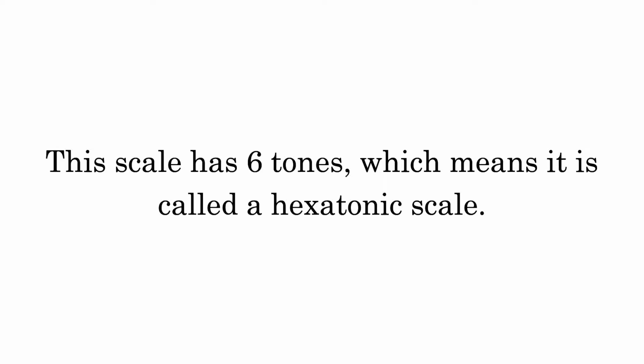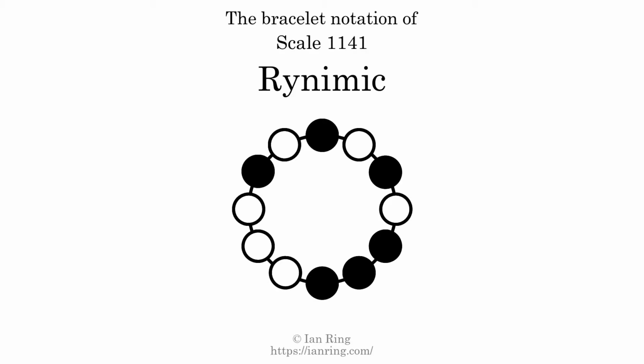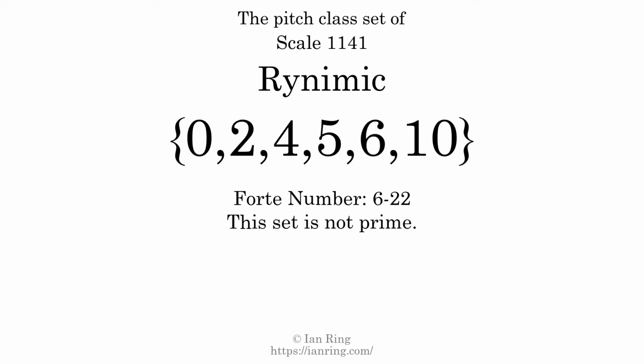This scale has 6 tones, which means it is called a hexatonic scale. This is a bracelet notation diagram of scale 1141. The shaded circles represent tones that appear in the scale, and they are read clockwise, starting at the top. The pitch class set for this scale is 0, 2, 4, 5, 6, 10. The forte class is 6-22. This set is not prime.